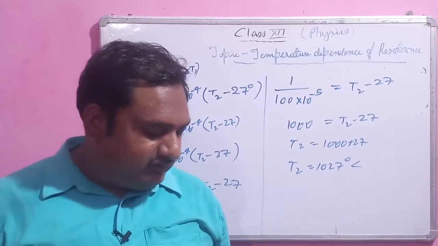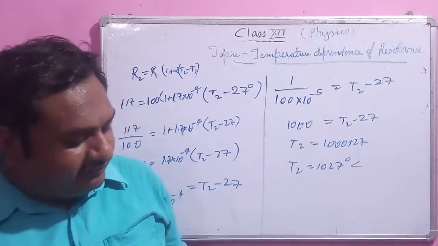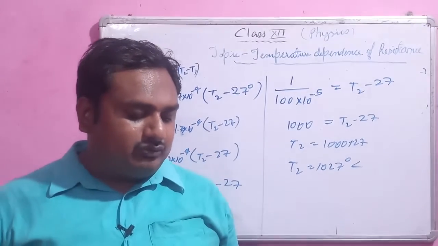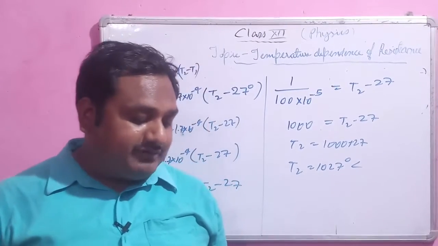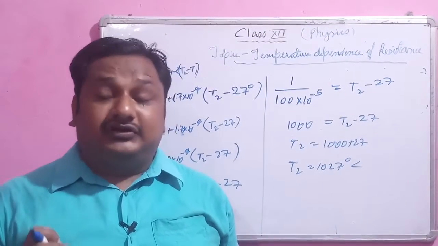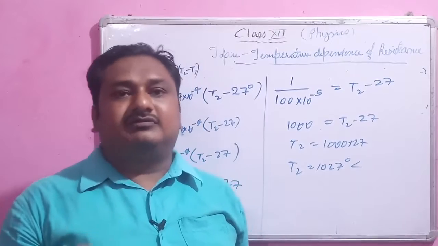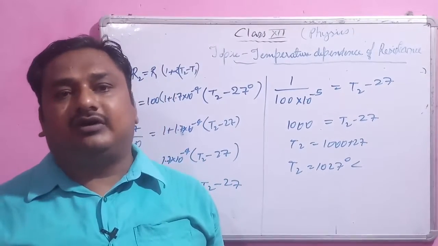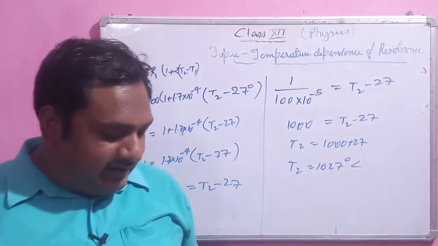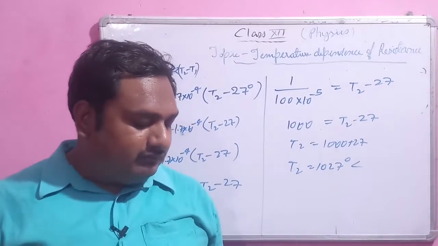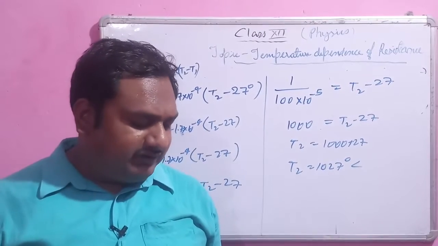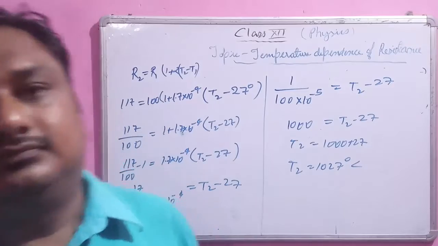Oh, this question is not that one. Okay, question number 3.7. A silver wire has a resistance of 2.1 ohm at 27.5 degrees Celsius. So there is a silver wire whose initial temperature and resistance have been given. Initial temperature is 27.5 degrees Celsius, and at that temperature resistance is 2.1 ohm, and a resistance of 2.7 ohm at 100 degrees Celsius.